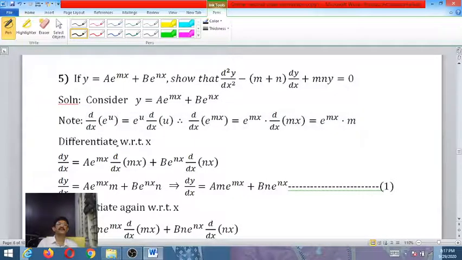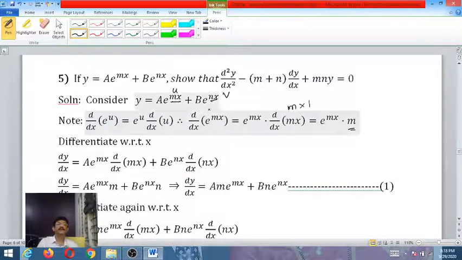Differentiate with respect to x here. Now look at here. To differentiate this one, e power mx is considered as some u. Here we can consider this e power nx as some v. So what is the derivative of e power u? e power u into derivative of u. So u is mx, e power mx into derivative of mx. What is the derivative of mx? m is a constant, m into 1, that is m.